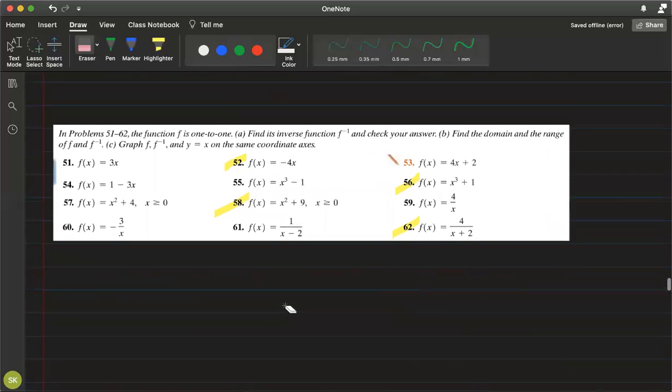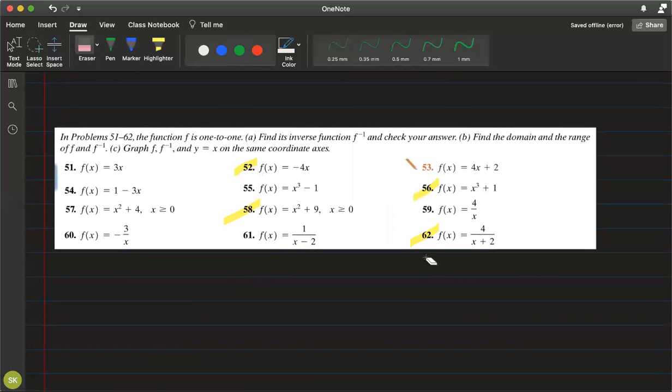Okay, so here I have 4 problems I want to do. It says, in these problems, the function f is 1-to-1. So we don't have to check that these functions are invertible. They're letting us know that they are. They want us to find the inverse function and check our answer. Then they want us to find the domain of f and its inverse and find the range of f and its inverse. We're going to do that as well. And then we want to graph f, f inverse, and y is equal to x on the same coordinates. And we're going to start with problem 52.